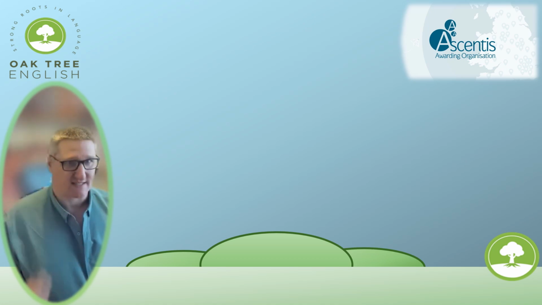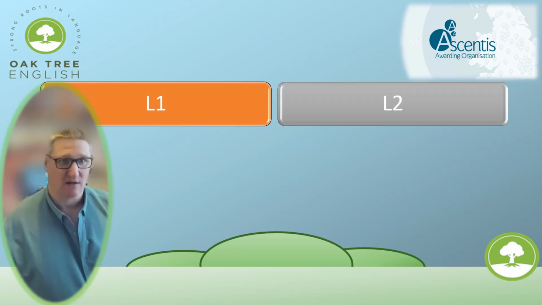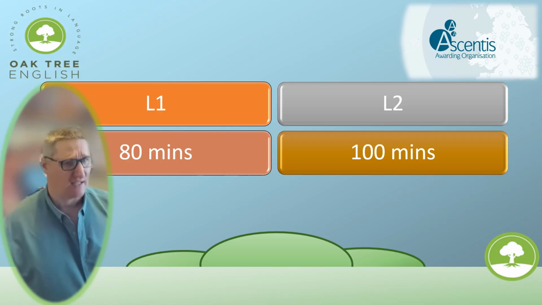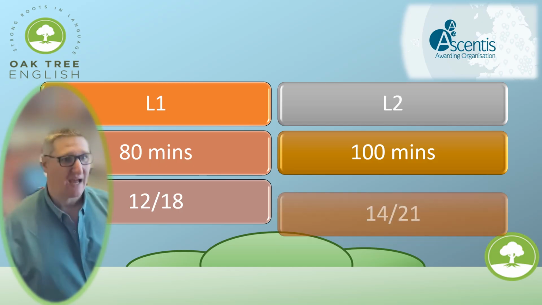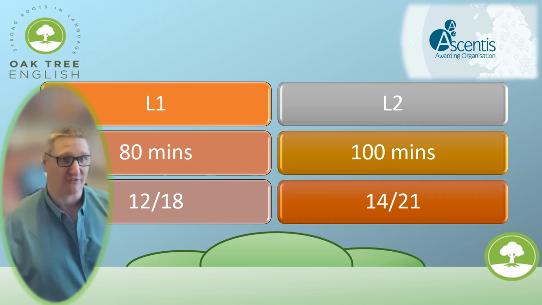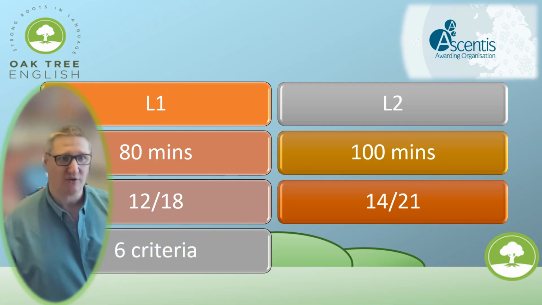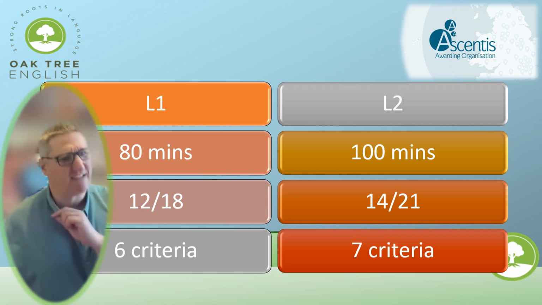Firstly, the differences. Level 1 has an 80-minute time limit, while Level 2 has 100 minutes. Level 1 has 18 questions across 4 texts with a pass mark of 12. Level 2 has 21 questions across 4 texts and requires a minimum of 14 marks to pass. Level 1 is assessed against 6 criteria, Level 2 against 7. But what are these criteria?